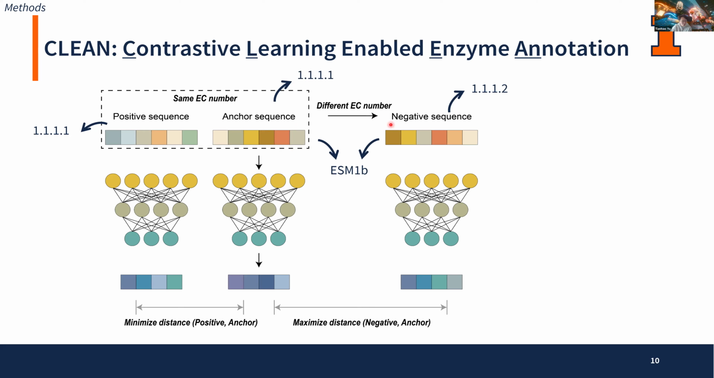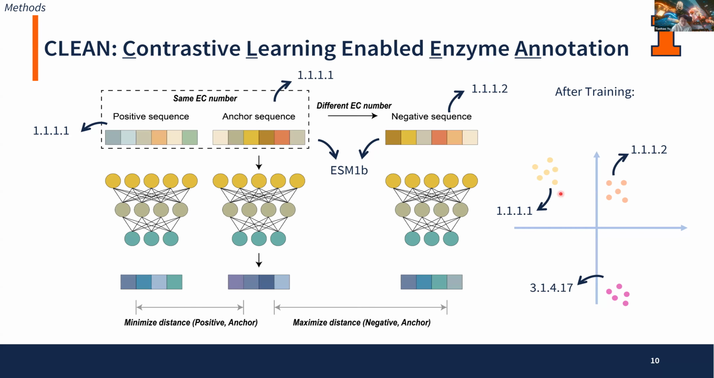Then the sequences first go through a language model embedding. The one we chose is ESM-1b. After the initial features from the language model, we go through an MLP, and then the output feature is used for the triplet margin loss. The goal, again, for the loss is to minimize the distance between these two sequences with the same EC number. At the same time, we want to maximize the distance between the sequences of the anchor and negative.